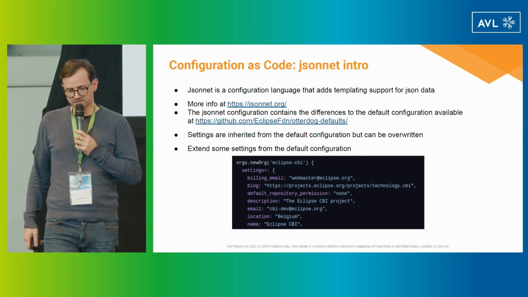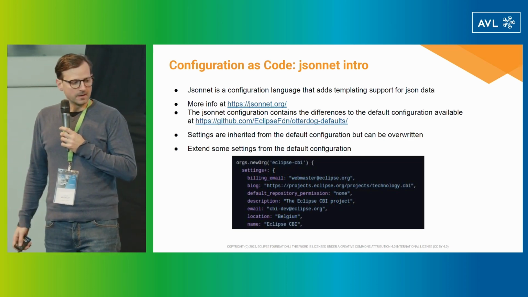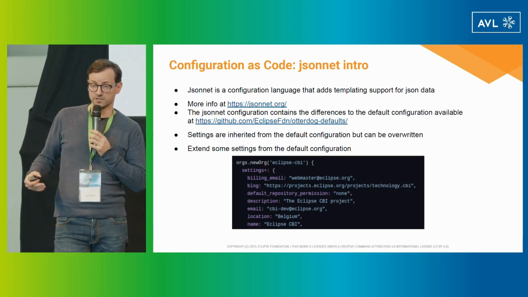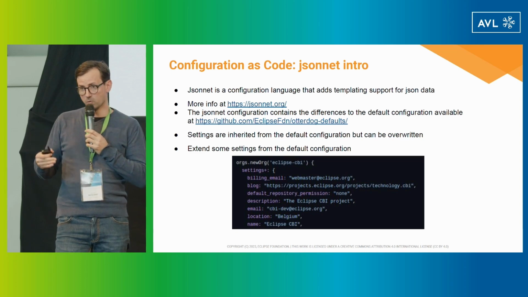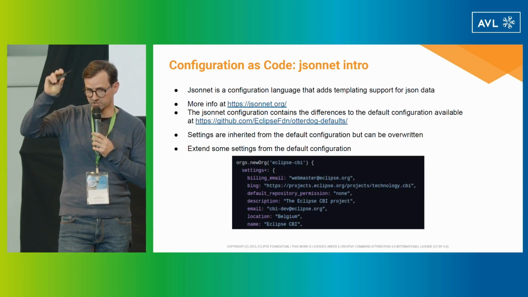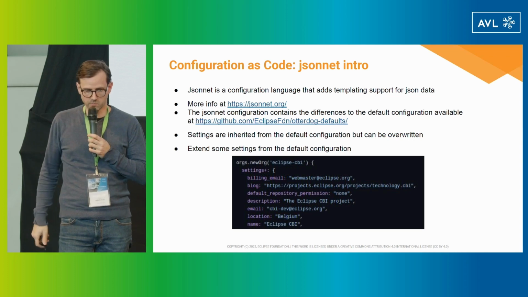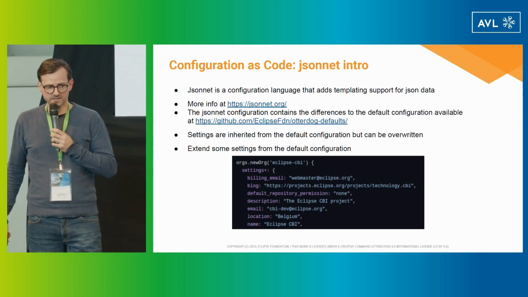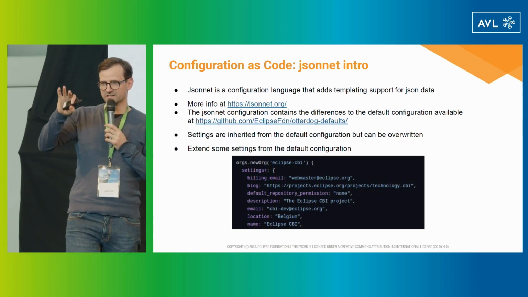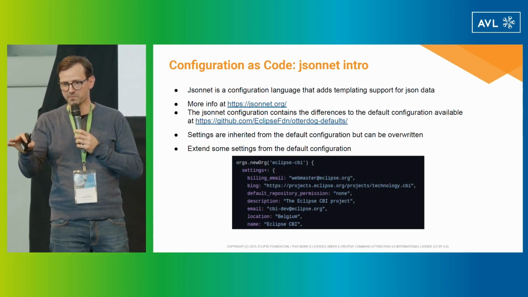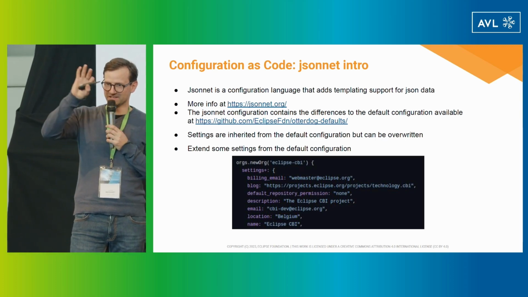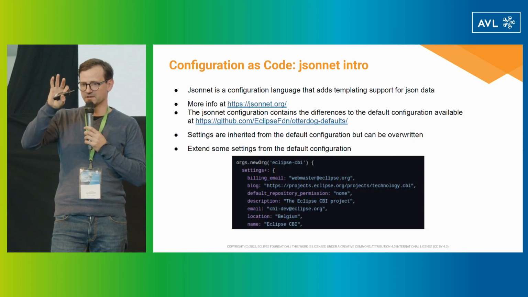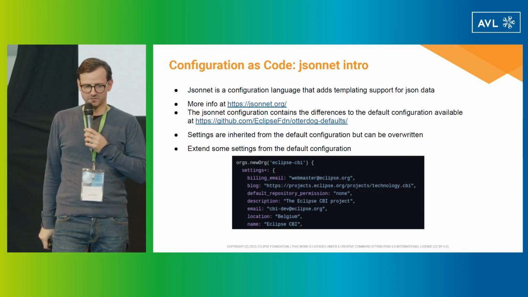So the idea of the JSONNet configuration, if you look at it, is that it actually captures the differences to the default configuration. So if you look at the configuration and you're wondering why sometimes it's quite shallow, sometimes it's a bit sparse, extended, the reason is that you will only see the differences in this file compared to the default configuration. The shallower your configuration is, it means the more equal it is to the default configuration.